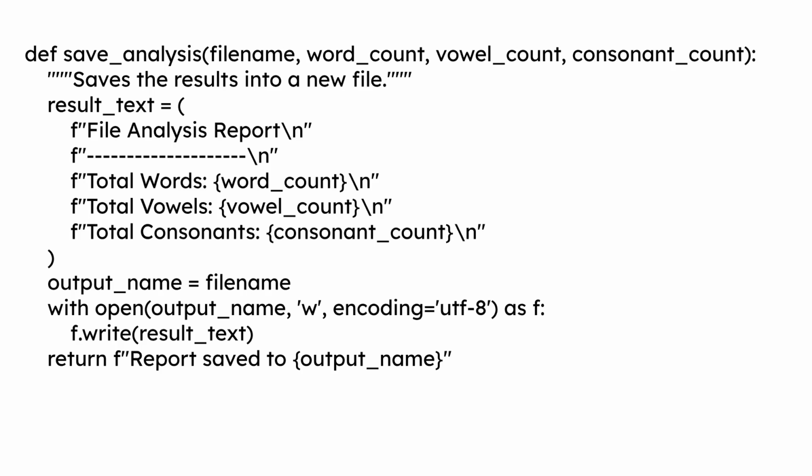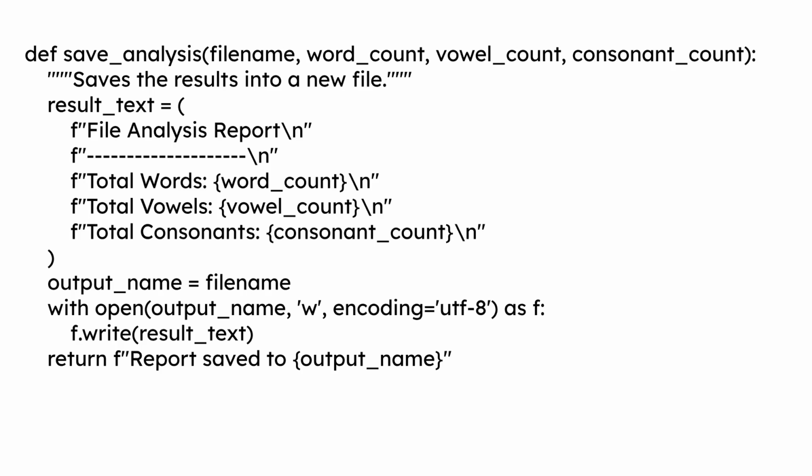Next, we look at output name = file name. In our example, the user requested the output to be called information.txt, so this line assigns that exact name to our final package. Then we see a crucial command, with open(output name, 'w', encoding='utf-8') as f.